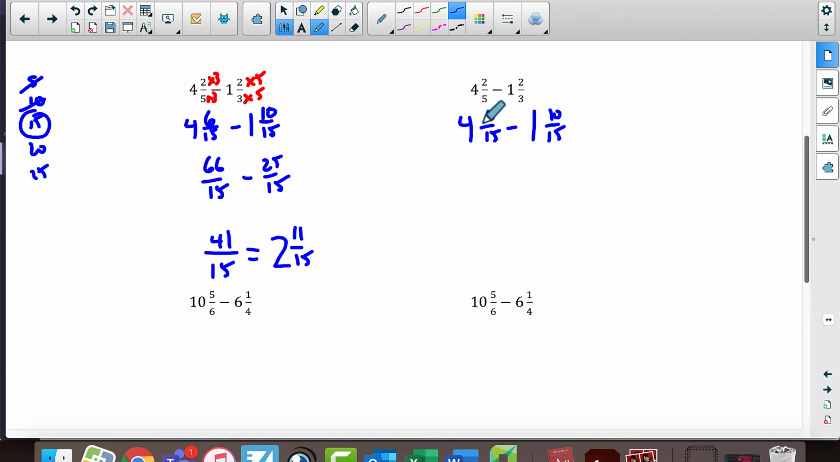Now, can you do 6/15 minus 10/15? No, you can't. This one's smaller, you got to borrow. How do you borrow? You cross off the big one and make it smaller. Then you add the 15 and the 6. 15 and 6 is 21. Now you're good to go.